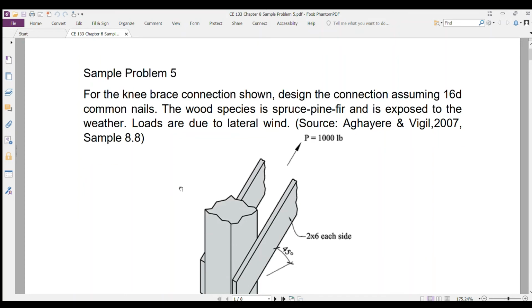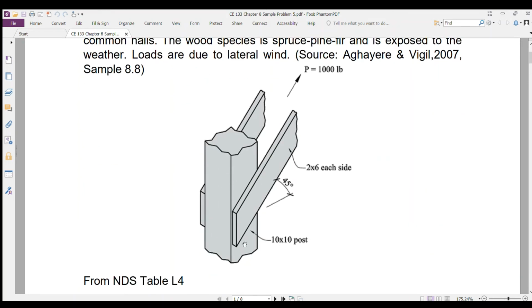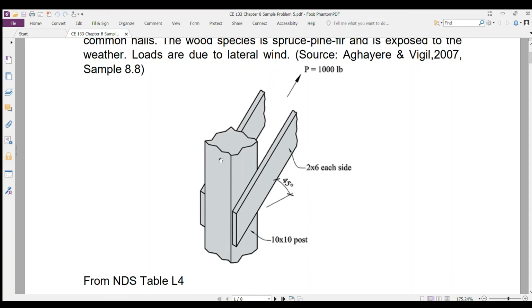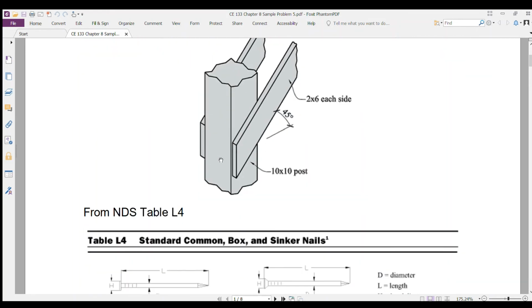Okay, so we have here a 10" by 10" post, and there is a 2" by 6" wood, which needs to be connected by 16D common nails. So we are tasked to determine the number of nails which will satisfy the loads.